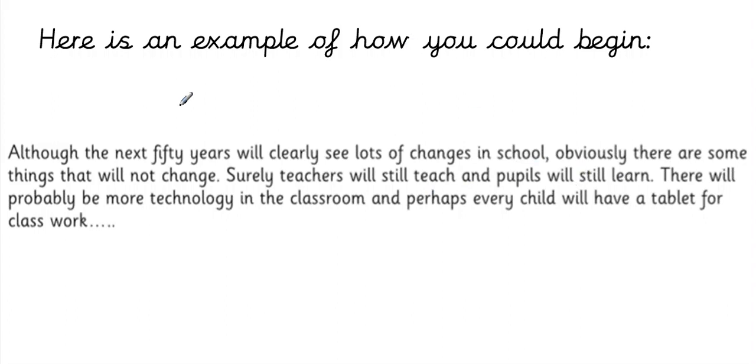So if we identify our adverbs to indicate possibility, we've got clearly and obviously. Okay, so we've got 2 embedded within the sentence. Then we've got surely, so we've started there with 1, haven't we? There will probably be more technology in the classroom, and perhaps every child will have a tablet for classwork. Okay, so we've embedded some within the sentence and then we've started with some as well. Okay, so if you would like to use this as a way to start, feel free.